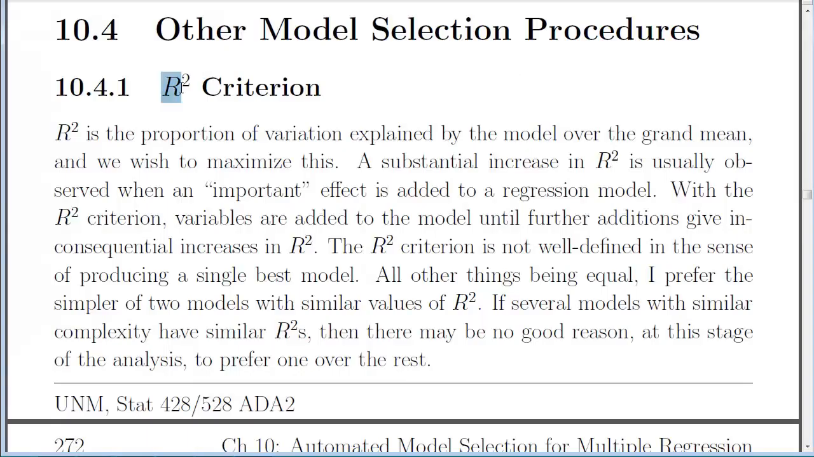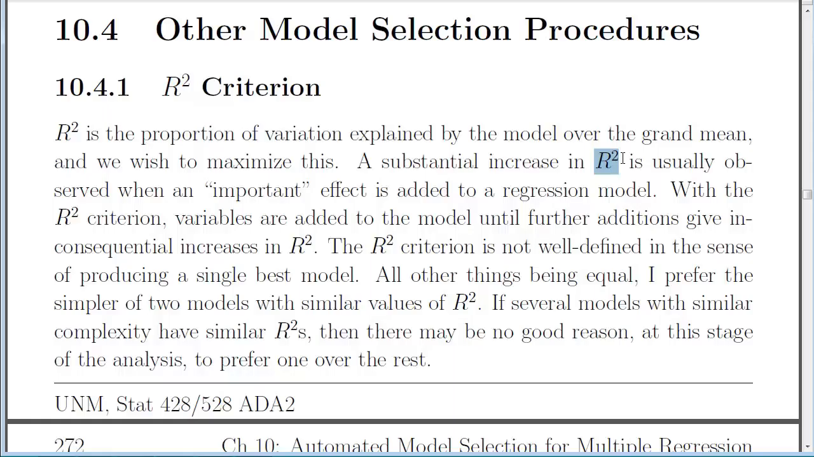So we're familiar with R-squared as the proportion of variation explained by the model over the grand mean. And we always want to maximize this. And we know that when we add variables that are important, R-squared will increase by a substantial amount. And there's some point where adding further variables makes R-squared increase, but in insignificant ways. It's a mathematical fact that R-squared can't decrease as you add variables.